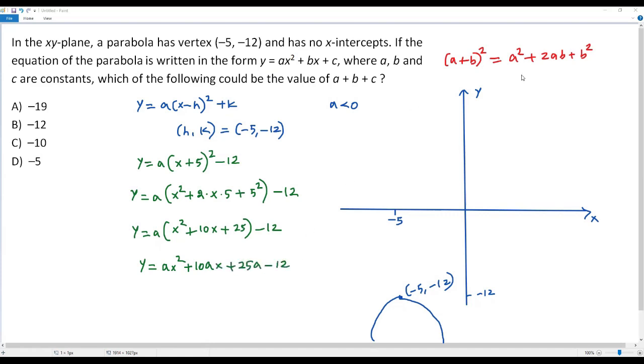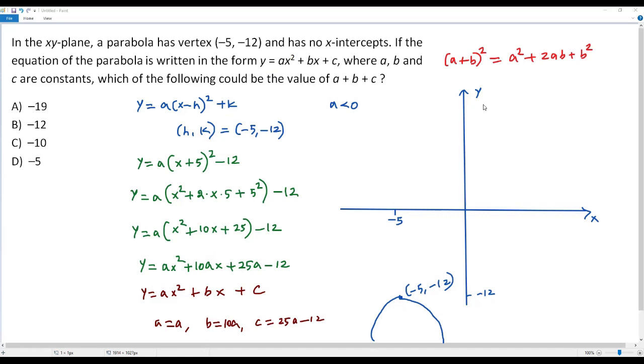Okay, here I got the equation of the parabola in this form, that is y equals ax square plus bx plus c. Here at the place of a, we have the same a, that is a equals a. At the place of b, that is the coefficient of x, here we have 10a, b equals 10a. And for c, that is the constant term, over here it is 25a minus 12.